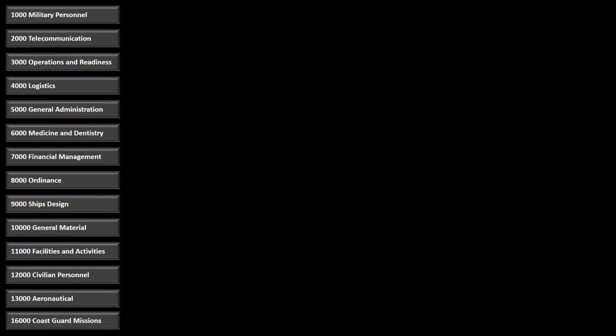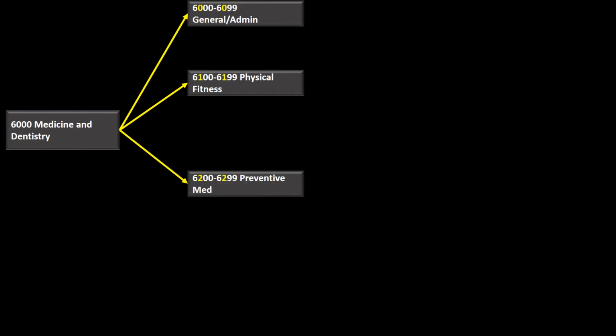All right, now we're going to move on to the most important SSIC codes we got to know, the 6000 series, medicine and dentistry. Starting with the 6000, right, 6000 through 6099, that's going to be any instructions involving general admin as it pertains to medicine and dentistry. 6100 through 6199, physical fitness. 6200 through 6299, a very important one, preventative medicine. Always a lot of preventative medicine instructions on our bibliography, and a lot of preventative medicine in our readings in the Corpsman Manual. Then 6300 through 6399, general medicine.